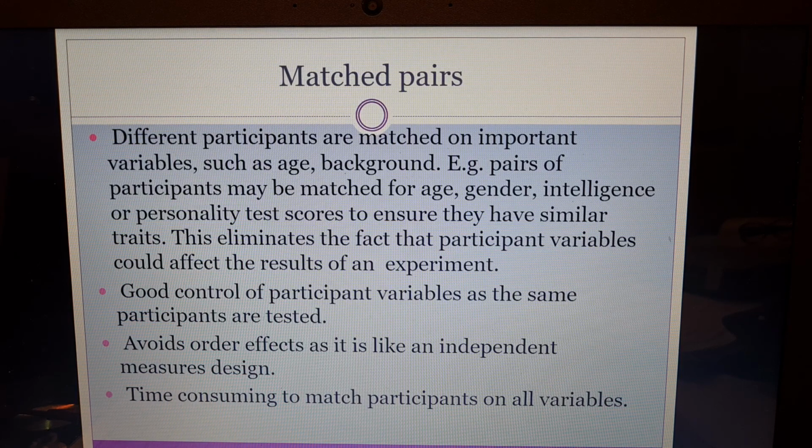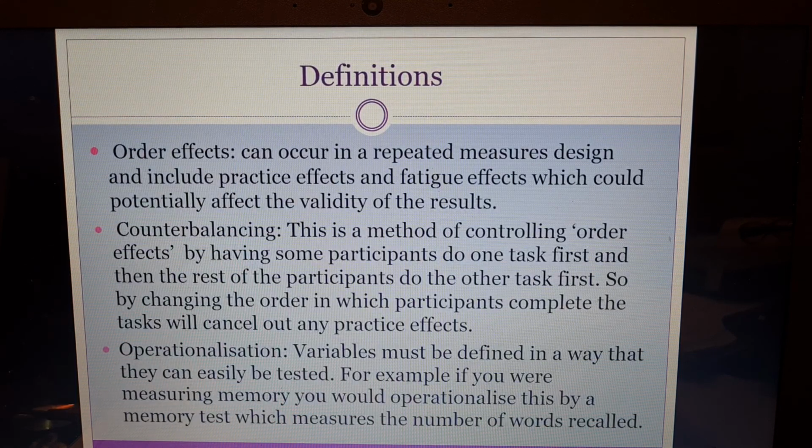It does avoid order effects, as it's a little bit like an independent measures design. However, it is very time consuming to match participants on all variables, and it can be difficult to find as many participants to make sure that they are exactly the same age, the same level of intelligence, same personality test scores, etc. So it can be difficult to find enough participants.